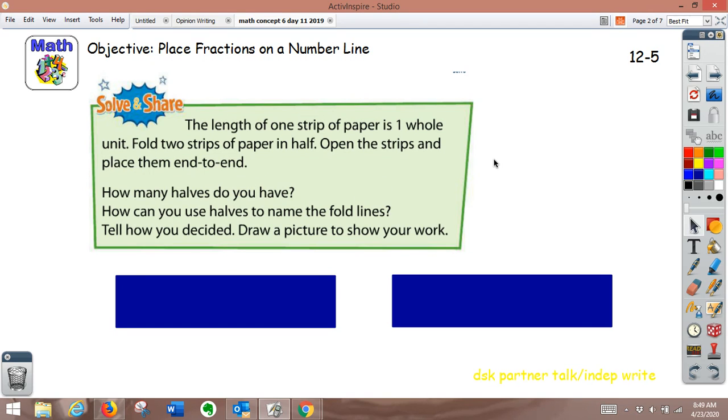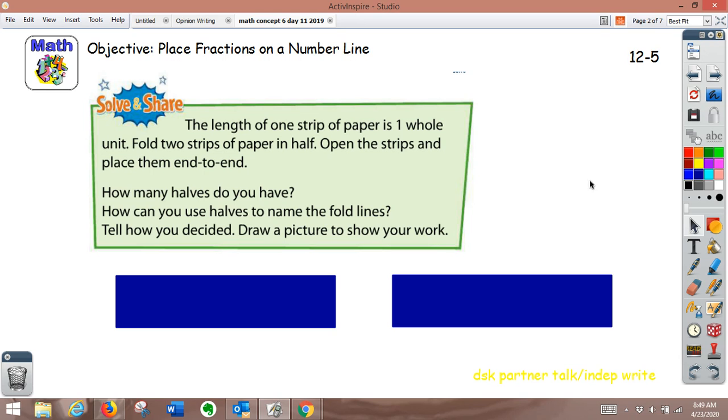I'm going to pause the video now. Go ahead and do this launch work. Go to PowerSchool and do the solve and share. And then come back and let's go on with the lesson. So go ahead and pause now and do the solve and share.